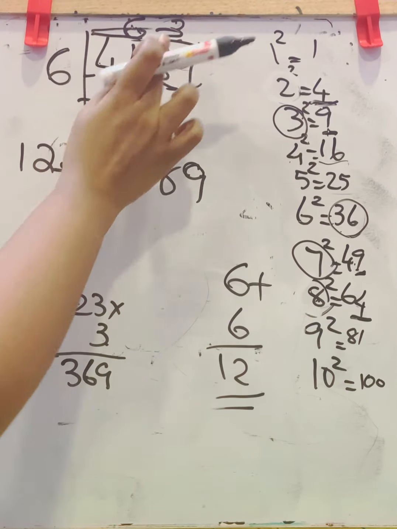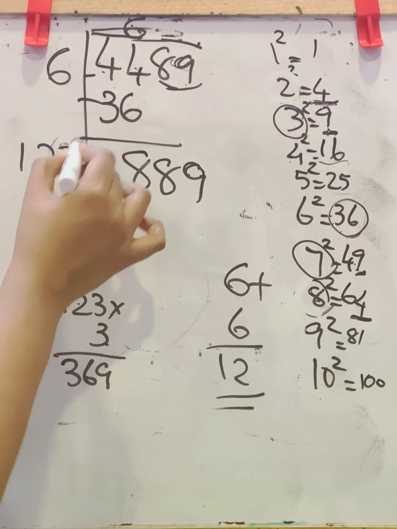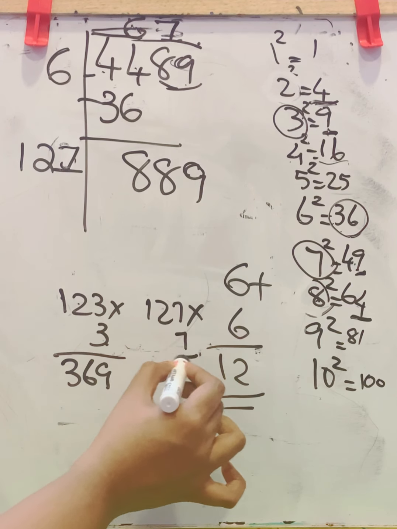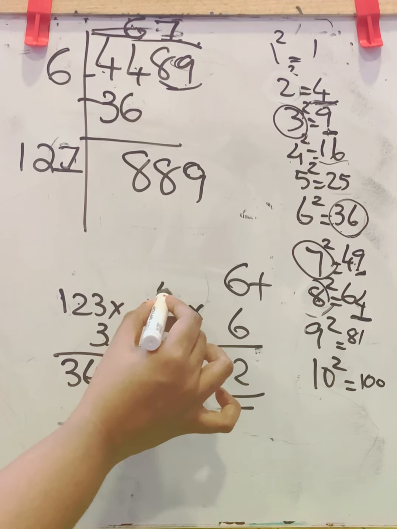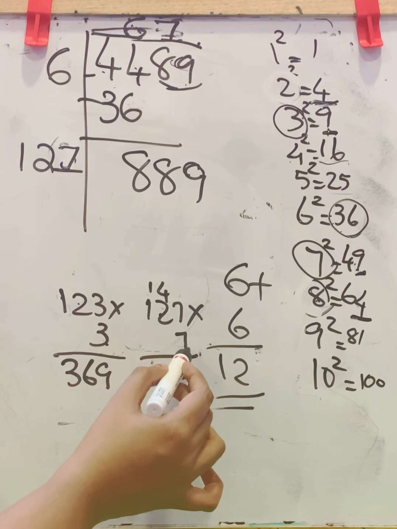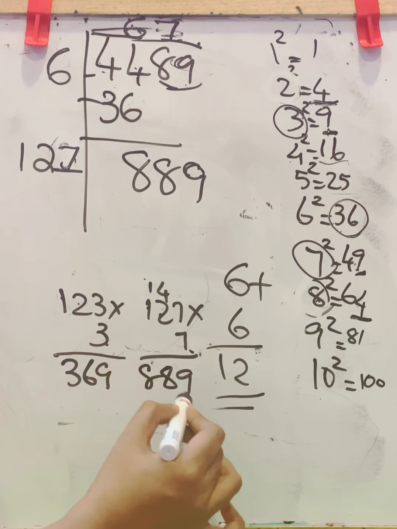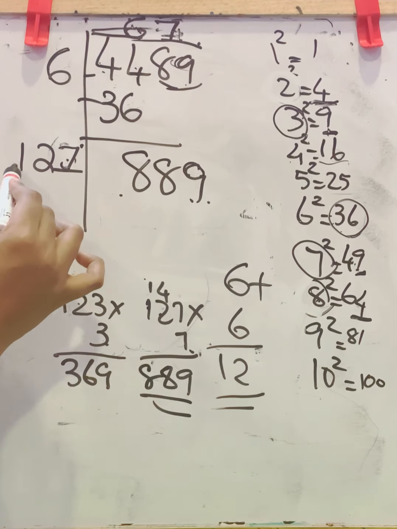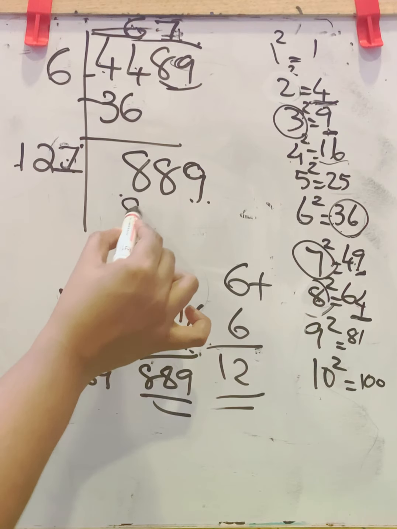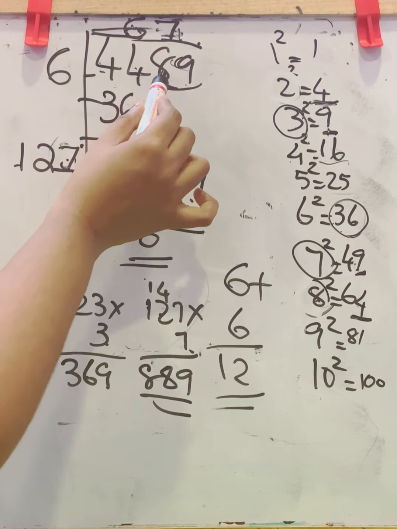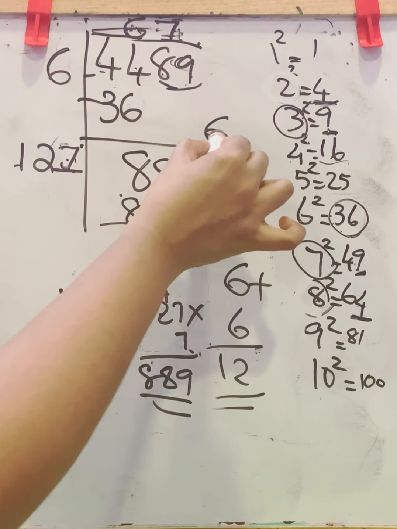Now we will write 7 here. 127 into 7. 7 7s are 49. 7 2s are 14 plus 4, 18. Balance 1. 7 1s are 7 plus 1, 8. 89. Yes, we got it. So the number is 7 and 7. So 127 into 7 is 889. 0. So square root of 4489 is 67.